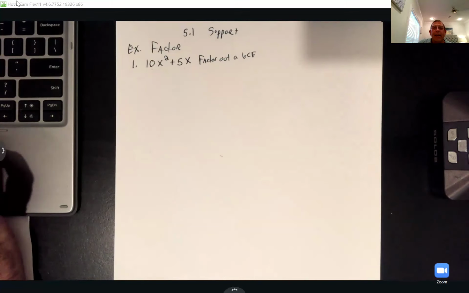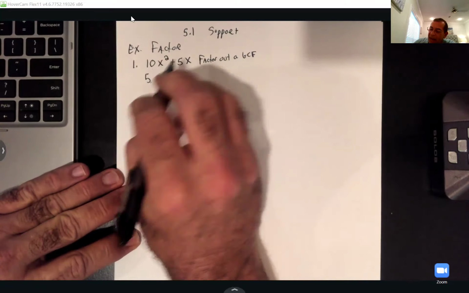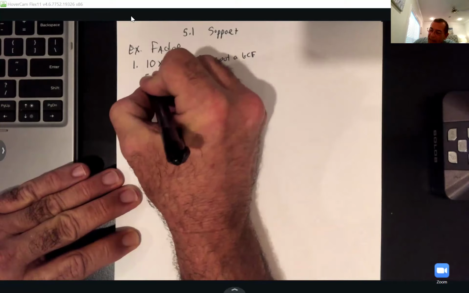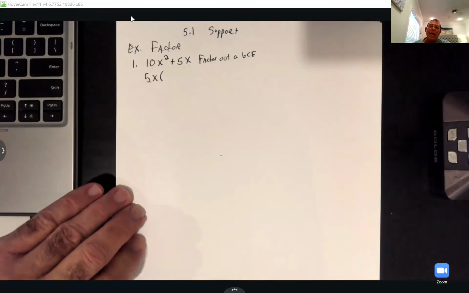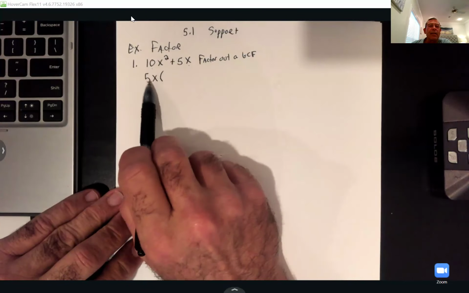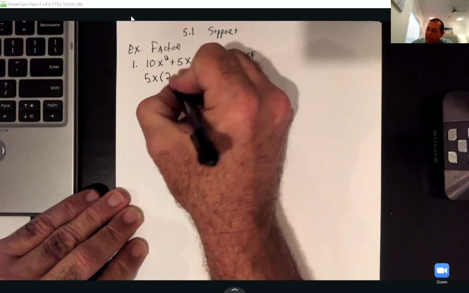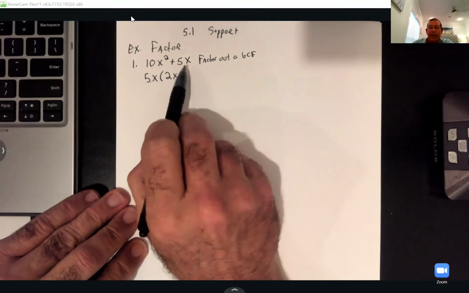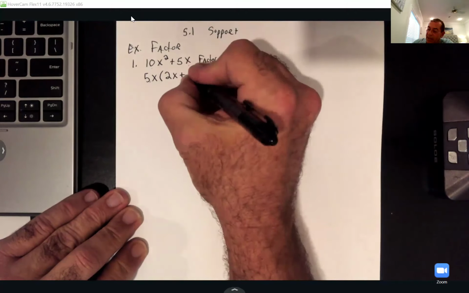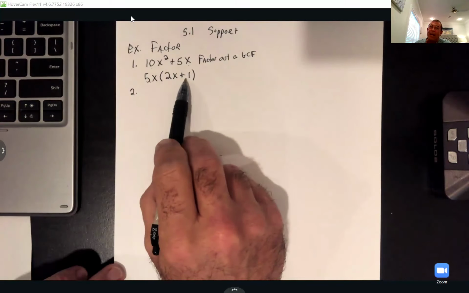All right, chat, let's see what you got. So 5x, good job. So the 10 and 5 had a 5, and the x squared and x both had an x. So now what you do, you divide both of these by 5x, and it goes into parentheses. So 10 divided by 5 is 2. X squared divided by x leaves you 1x plus, and that 5x divided by 5x is a 1. Then y'all, you can't go no further on that one.